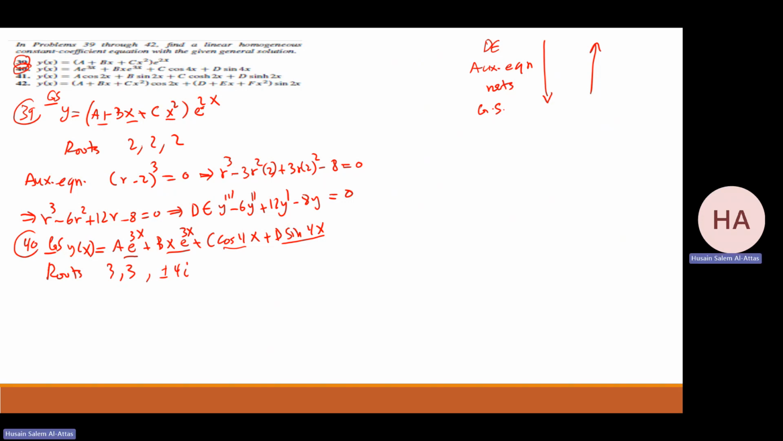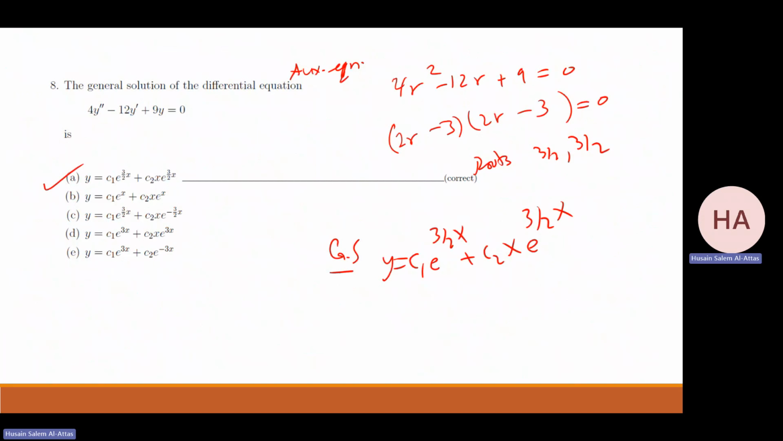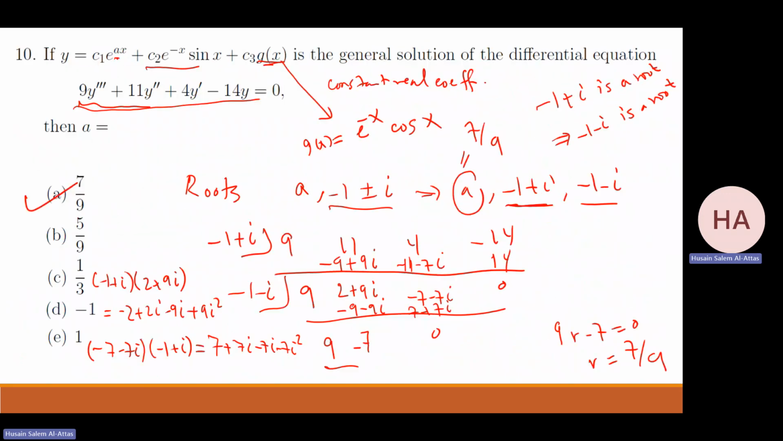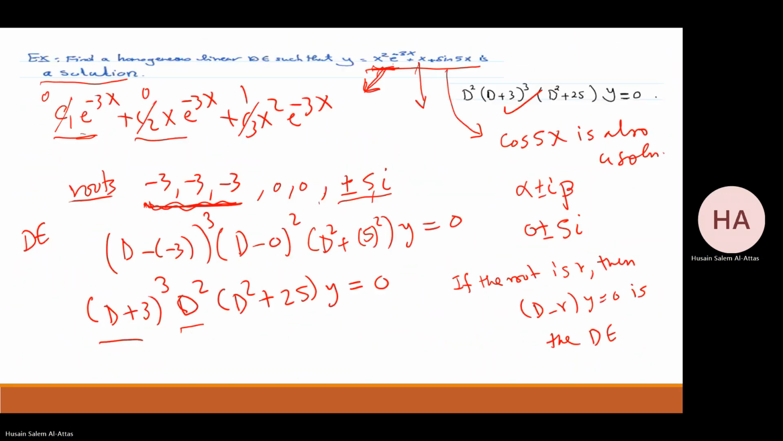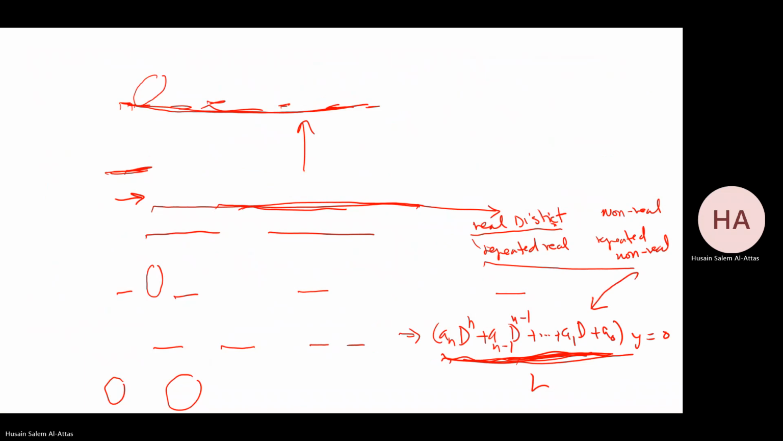It is sine 4x. Yeah. Should be 4. Okay. Yeah. Be careful with the sine and cosine.